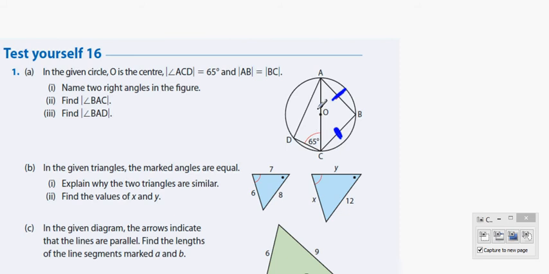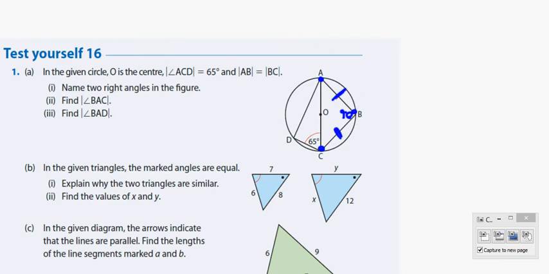Okay, well the rule is that if a triangle has one of its sides as a diameter, that means this angle here is 180 degrees, a straight angle. This means that the other angle has to be 90 degrees.